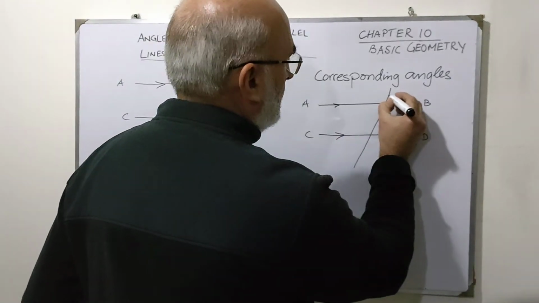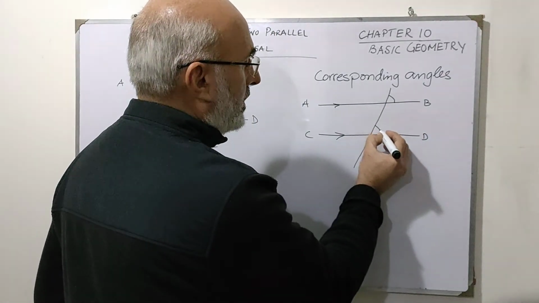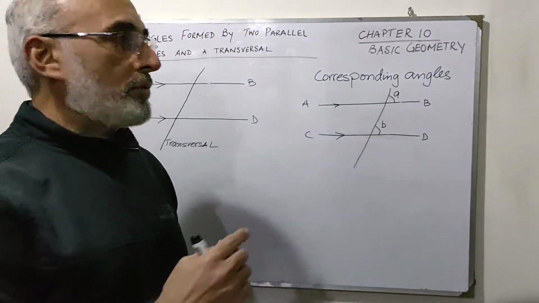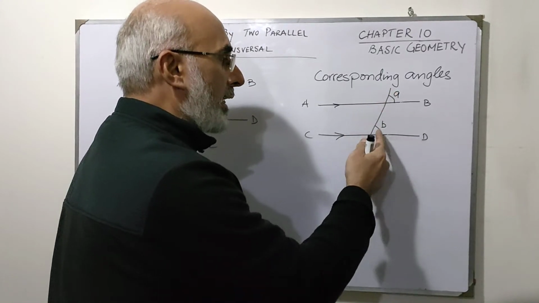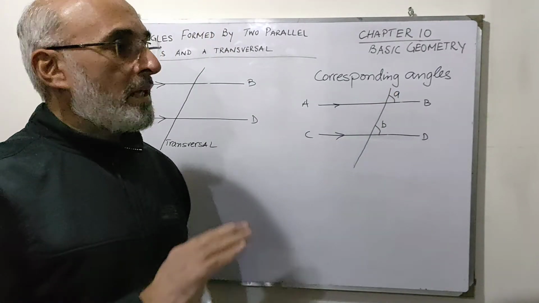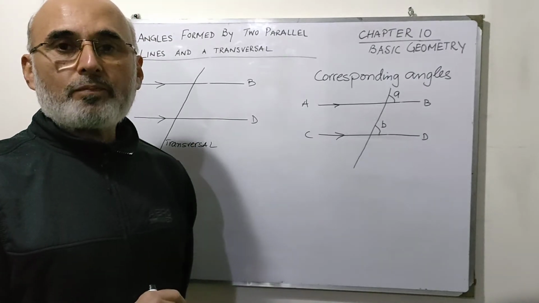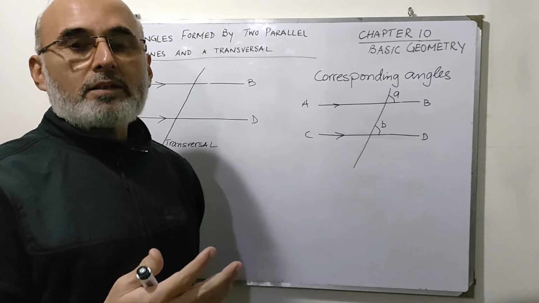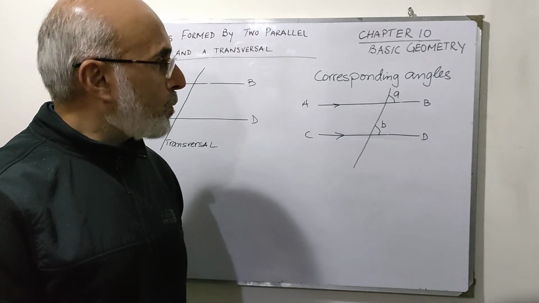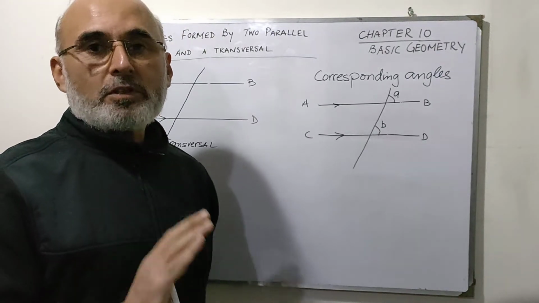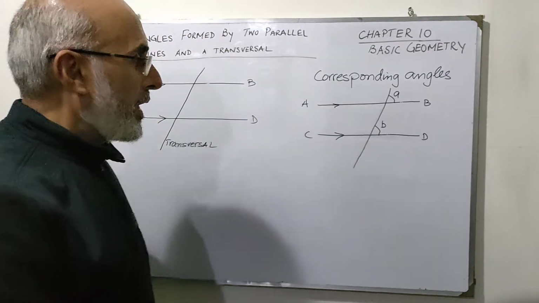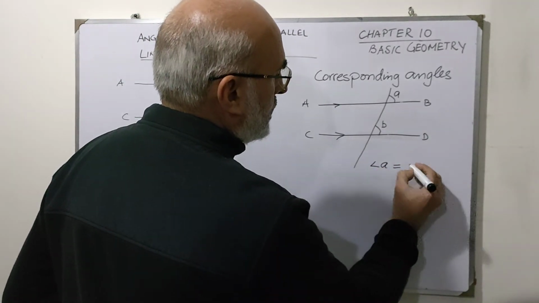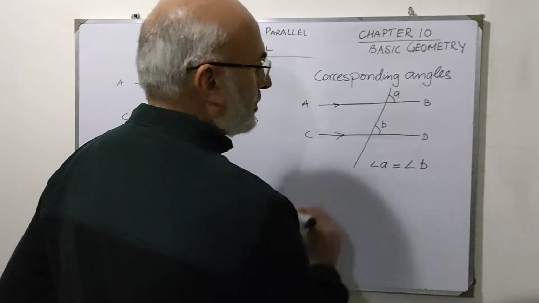Like if I say this and this, if this is A, this is B. Now I'm going to say that angle A and angle B both are corresponding angles. They're on the same side of the transversal. They occupy the same relative position. Now there are four possibilities of the corresponding angles. This is one. Now in this case, angle A is equal to angle B.